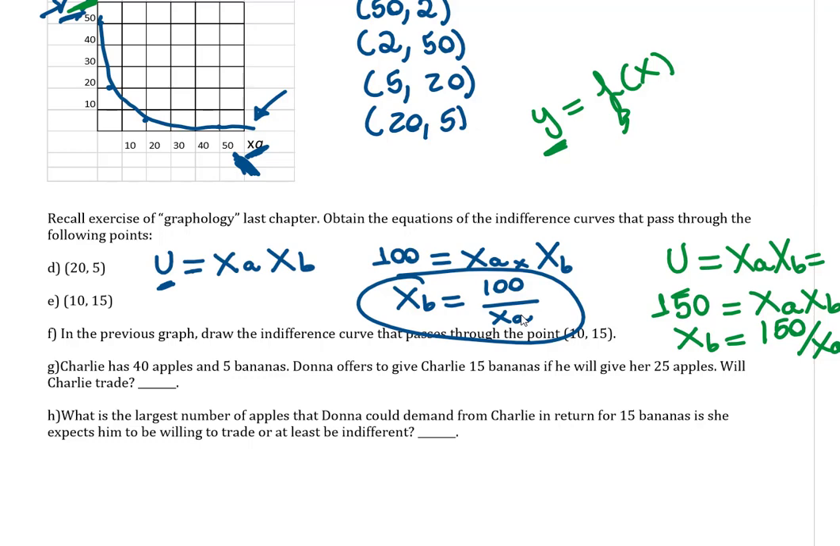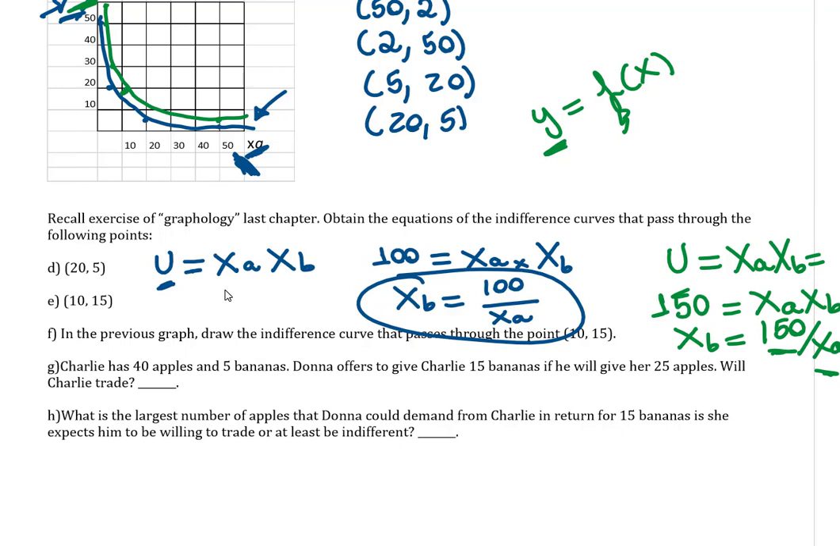For instance, if xa equals 2, xb is going to be 150 divided by 2, that's 75. If xa equals 3, xb is going to be 50. If xa equals 5, 150 divided by 5, that's 30. If xa equals 10, that's going to be 15. If xa equals 50, xb is going to be 3. So this is not exactly well drawn. The curve is here. Again, I'm not the best drawer. There's a better drawing in the key of this exercise.